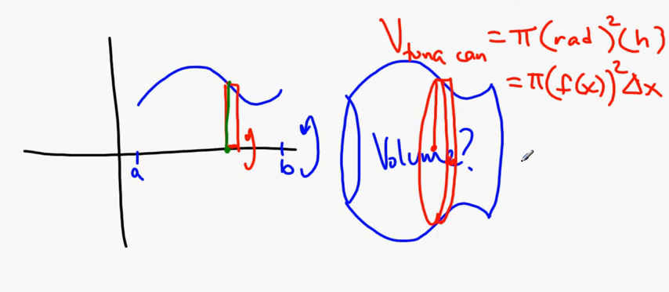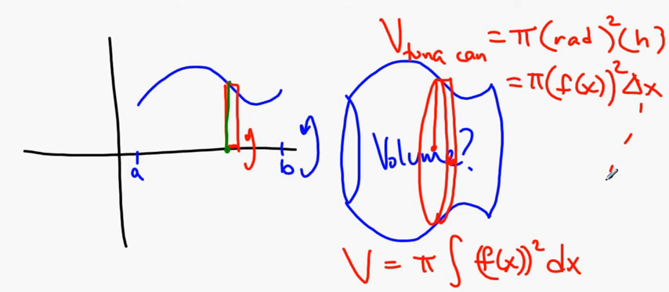I'm going to make a whole bunch of tuna cans, make them really, really thin, jam as many of them as I can in there, and I get that the volume is pi times the integral of my function squared dx, delta x becomes dx, from a to b. This is the general idea behind volumes of solids of revolution: pi times a radius squared integrated over a closed interval. This is the big idea. If you have this, you have everything you need to do the examples that we're about to do.